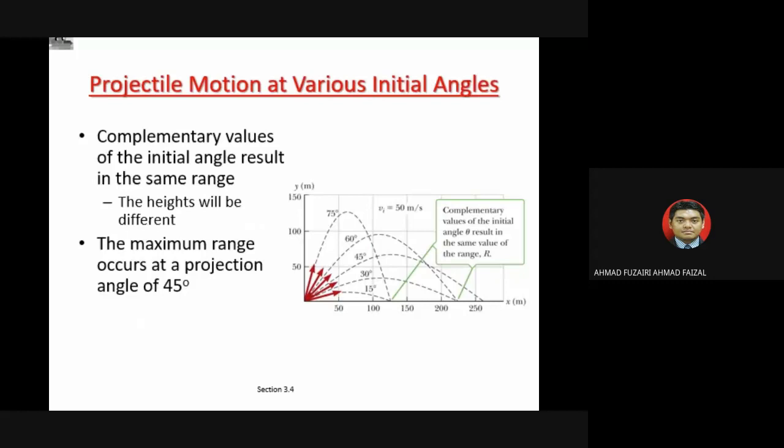The figure shows that the projectile motion at various initial angle. Complementary value of the initial angle result in the same range, the height will be different. And the maximum range occurs at a projection angle of 45 degrees.